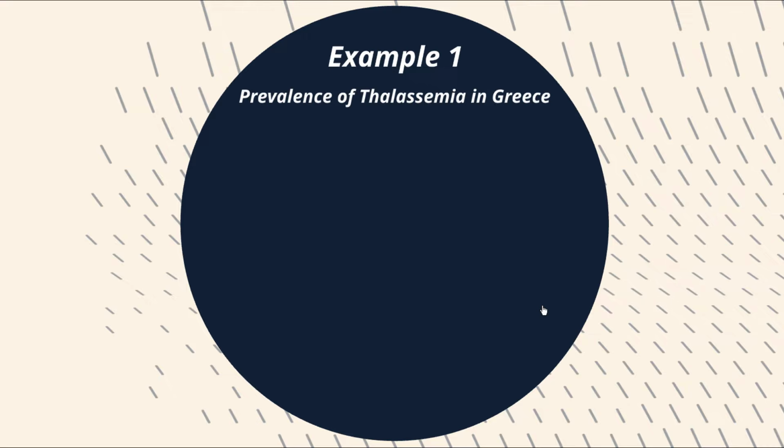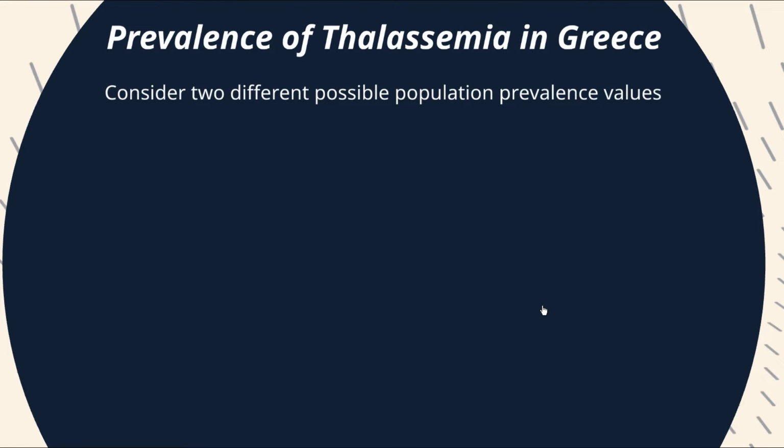So here we're looking at the prevalence of thalassemia in Greece, which is a blood condition, but not a fatal one in its minor form. It just means you have slightly less than robust red blood cells in your body. So straight up, let's consider 2 possible population prevalence values for this blood condition in Greece. The first suggestion might be that theta, which is our population parameter for the prevalence, is 7%, 0.07. Or it could also be 0.08.